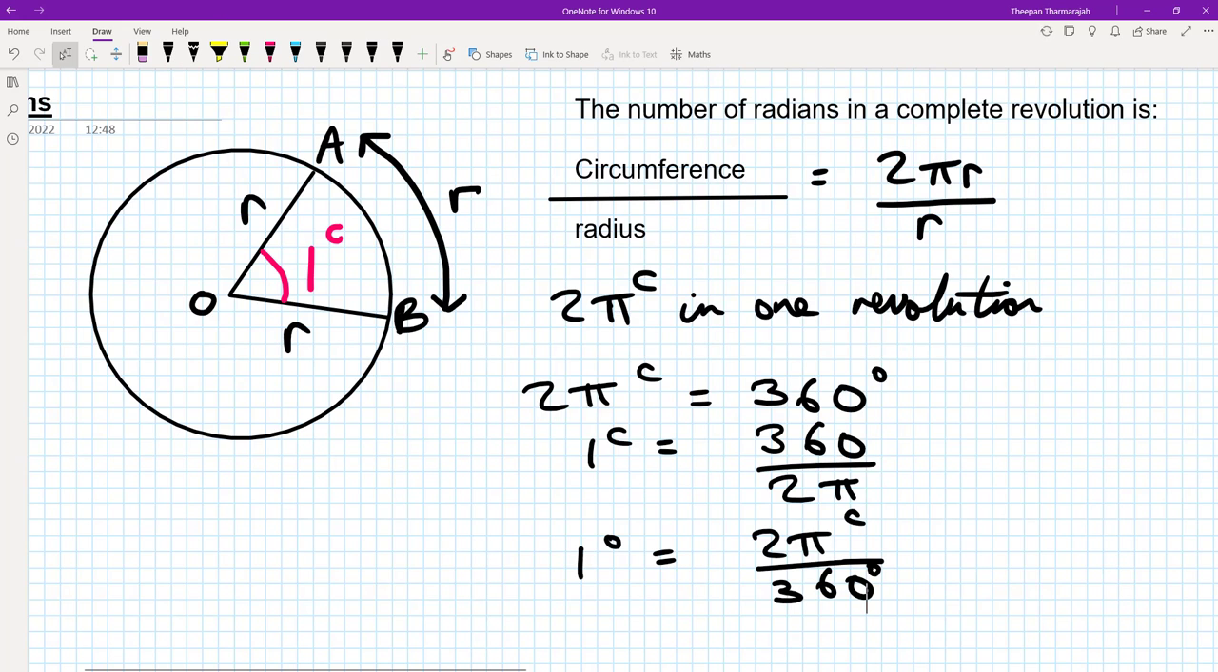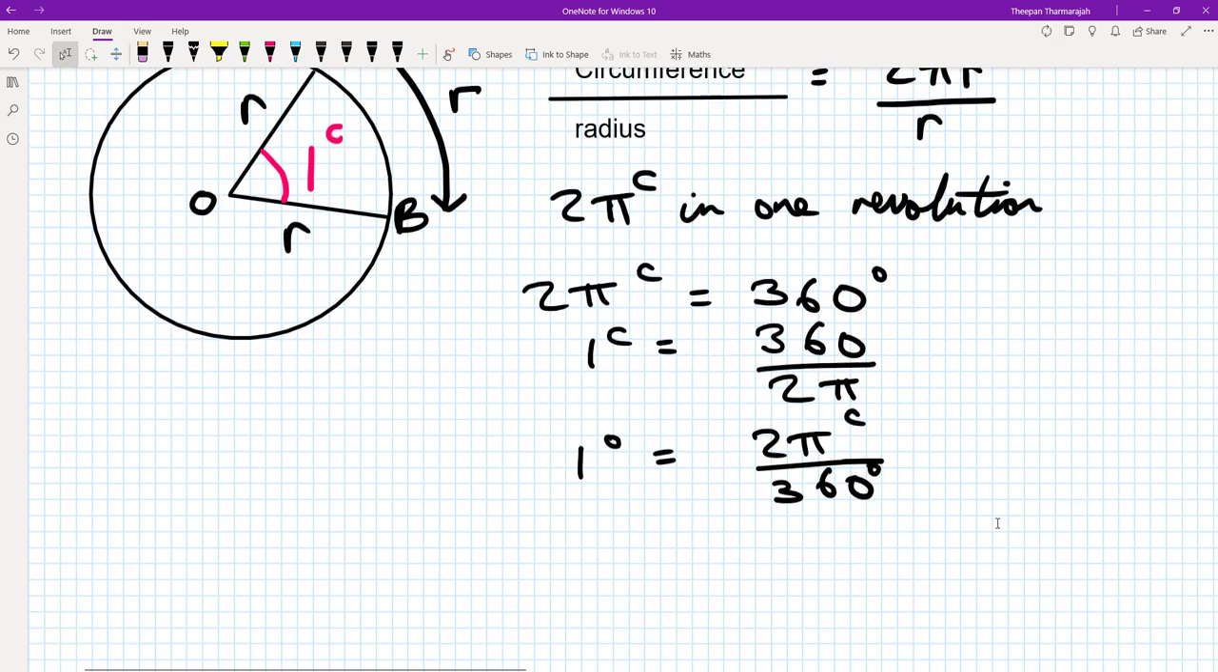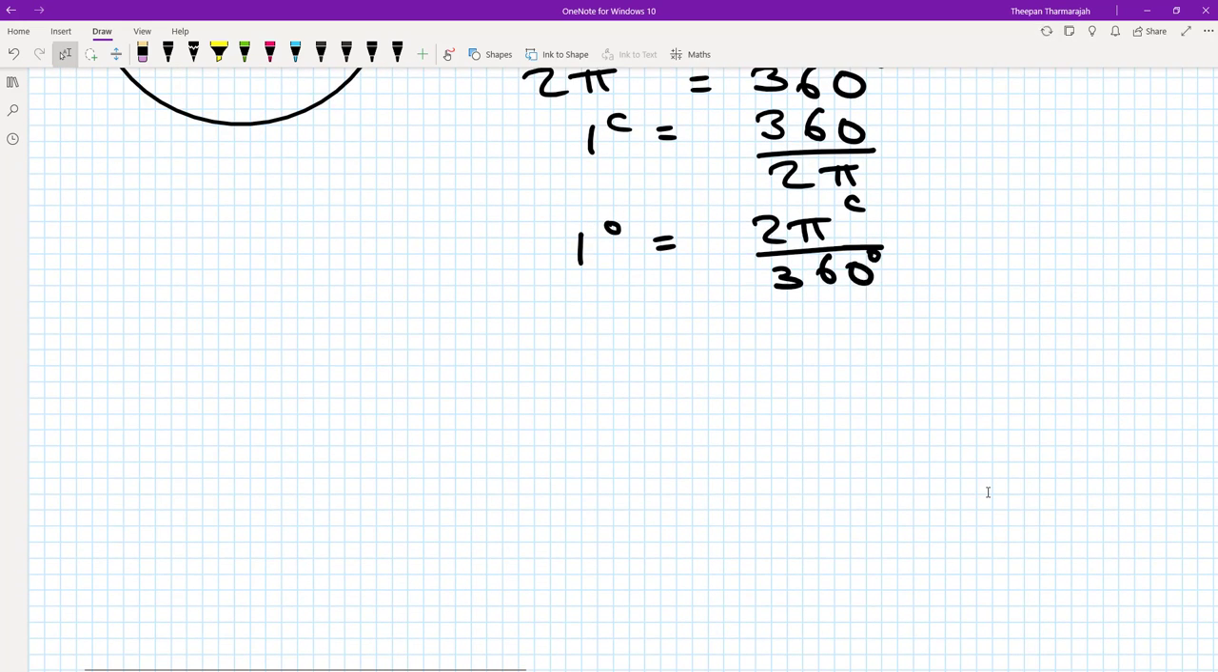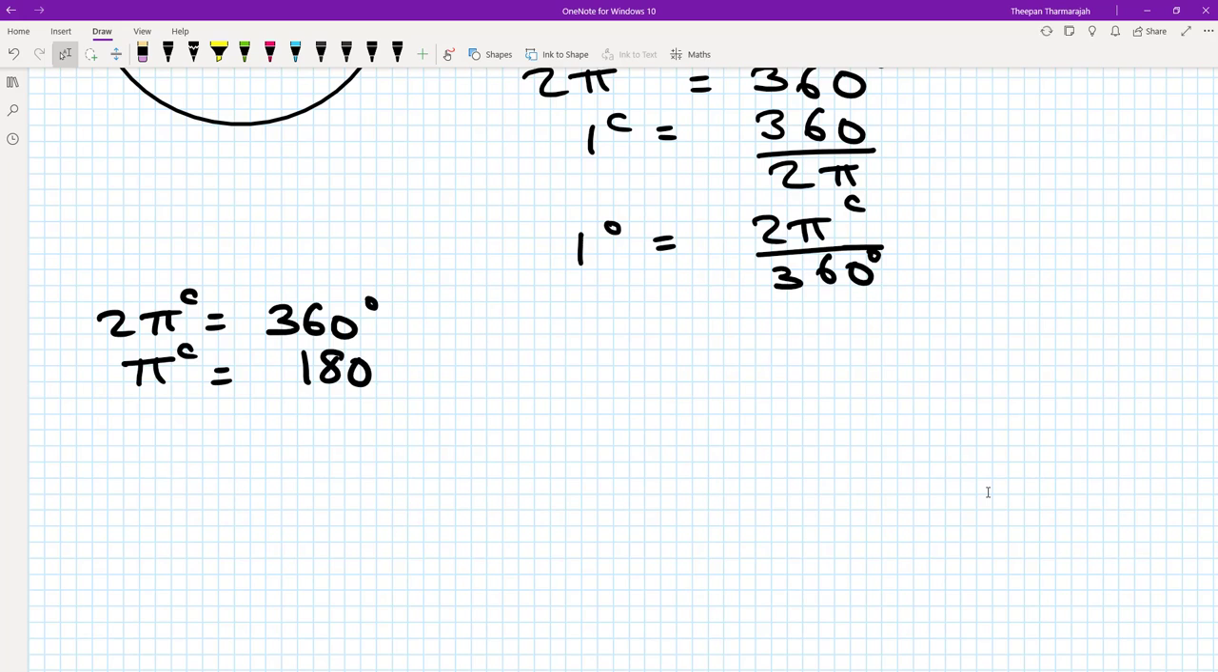So before we do those examples, let's go through some common radians. So we know that 2 pi radians is going to be 360 degrees. Therefore we can half that. Pi radians is 180 degrees. Pi over 2 radians is 90 degrees. We can say pi over 4 radians is 45 degrees.